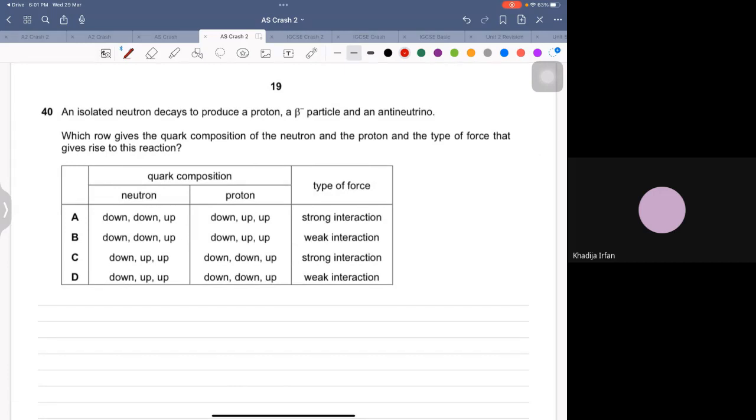Now it says, for example, this question: which row gives the quark composition of neutron and proton, and which force gives rise to this reaction? Neutron is DDU, proton is UUD, and it's the strong interaction, the strong nuclear force. So that has to be the right answer. Is it clear? This is a fact, and you just need to learn it, and it will only take 1 second in the exam. So you can focus on other MCQs which are longer.